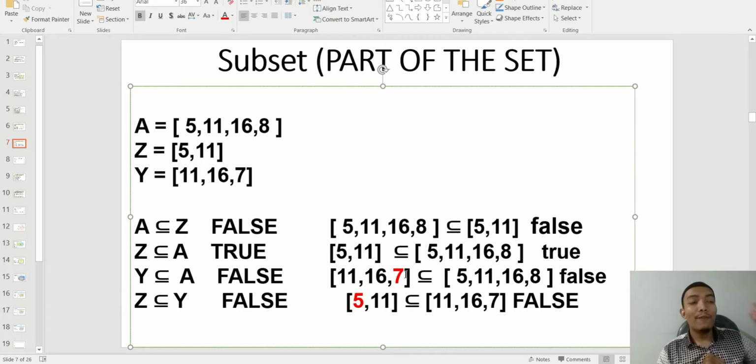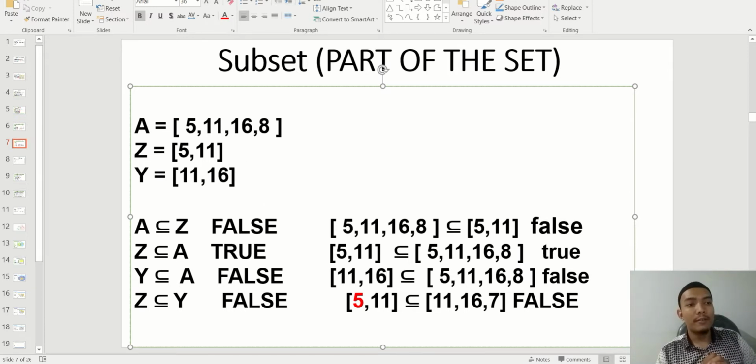If I change the set, for example 11 and 16, so Y becomes only 16, then this is true, because all of the members are a part of the set A. This is how we try to find the difference. And Z compared to Y is the same. This is false because Z has 5 in it, while Y only has 11 and 16.